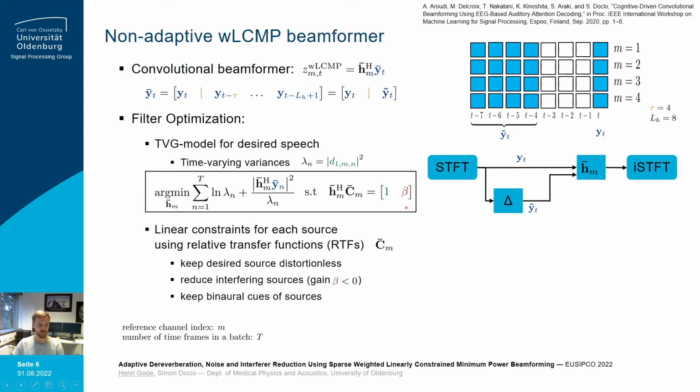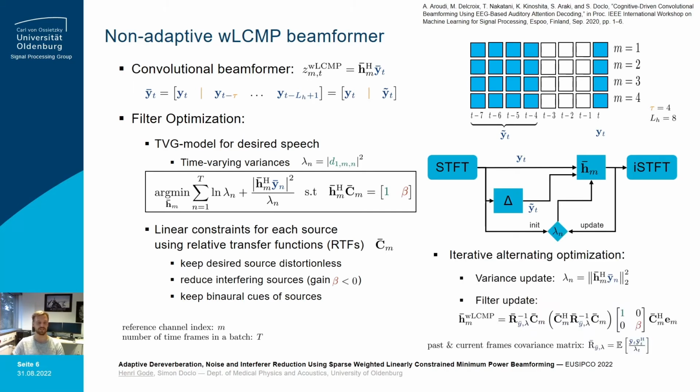Unfortunately, there's no analytic solution to this optimization problem, so it was shown to use an iterative optimization scheme with 2 alternating steps. So in one step the variances are updated, which are then used in the next step to compute or update the filter H-bar. In this filter update you can see the covariance matrix R_y,lambda of the current and past frames, which is available in general. However, one also needs the relative transfer functions of the sources in C-bar, for which it is far from trivial to estimate them from the noisy mixture, but this will be discussed later.